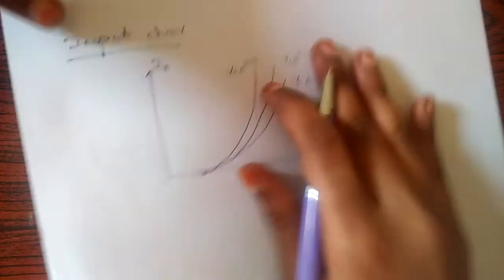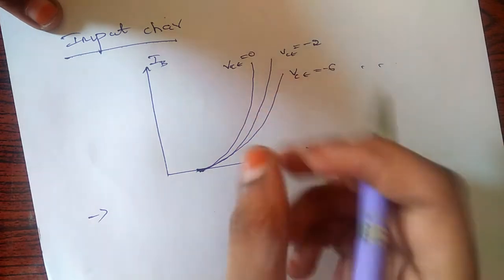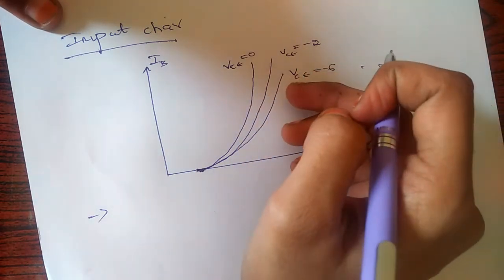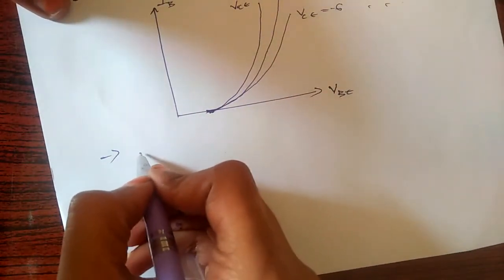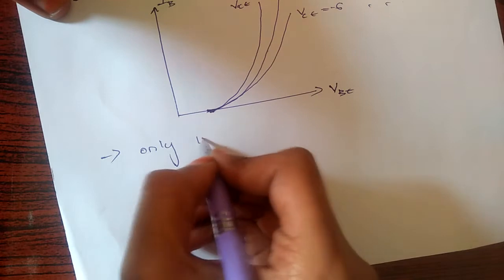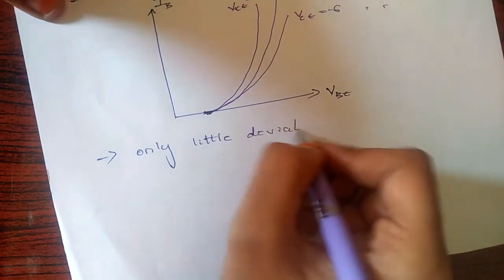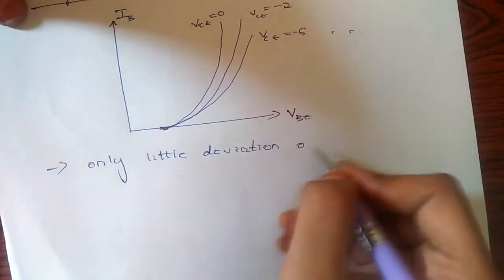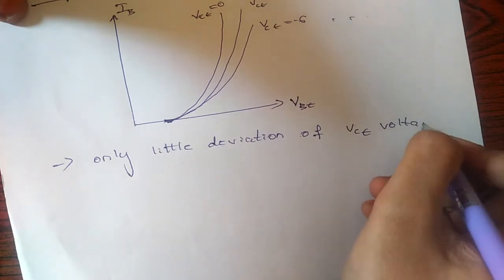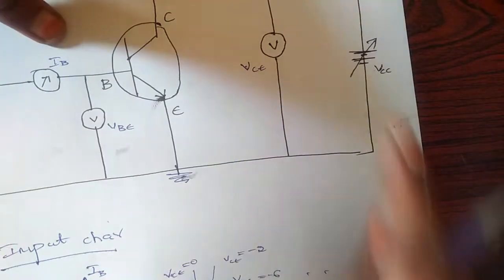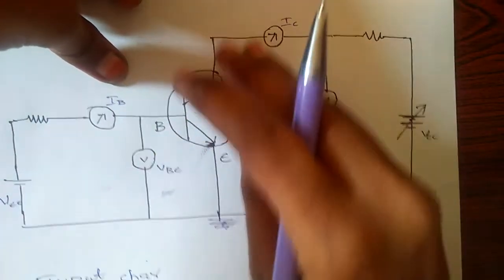So what you understand here is that with increasing VCE there is only a little deviation, and whenever you increase VCE, the base current will decrease.